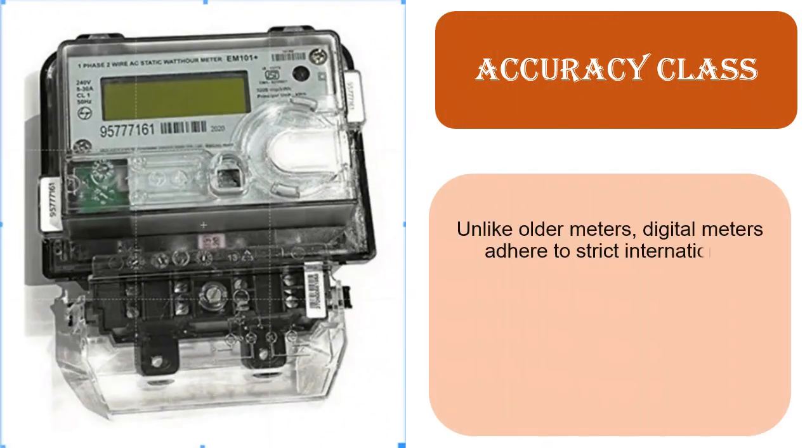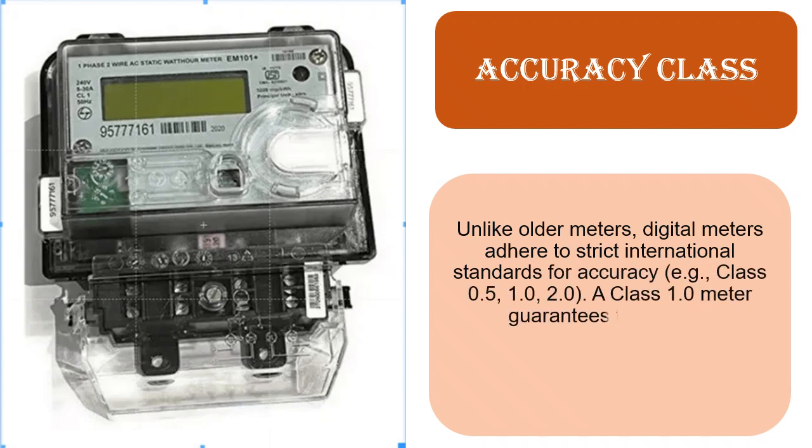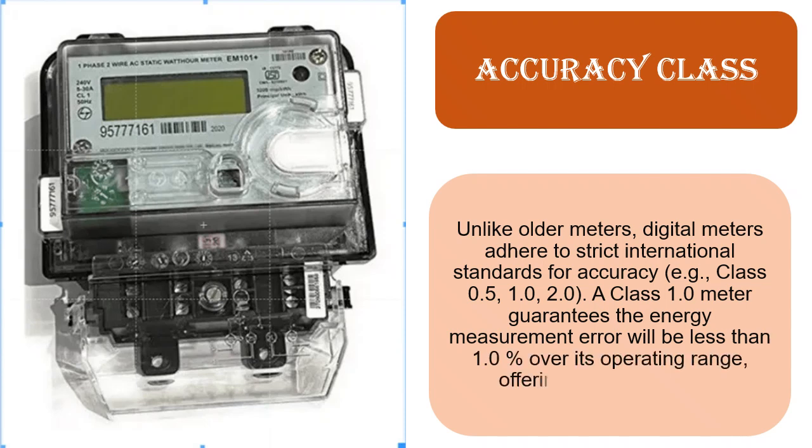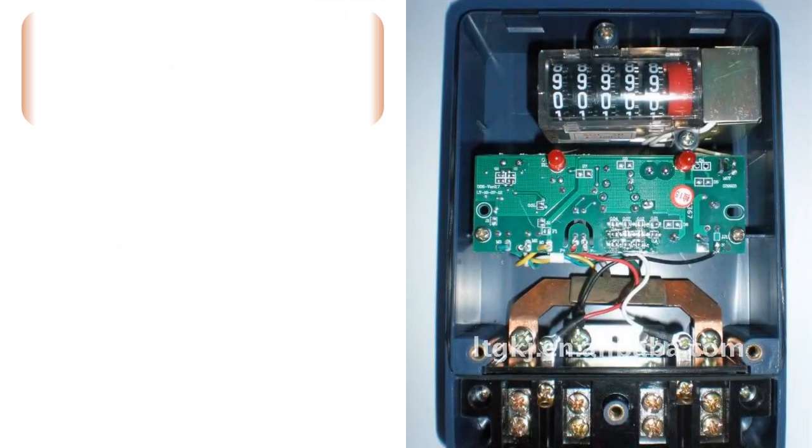Accuracy class. Unlike older meters, digital meters adhere to strict international standards for accuracy, e.g., class 0.5, 1.0, 2.0. A class 1.0 meter guarantees the energy measurement error will be less than 1.0% over its operating range, offering higher precision.